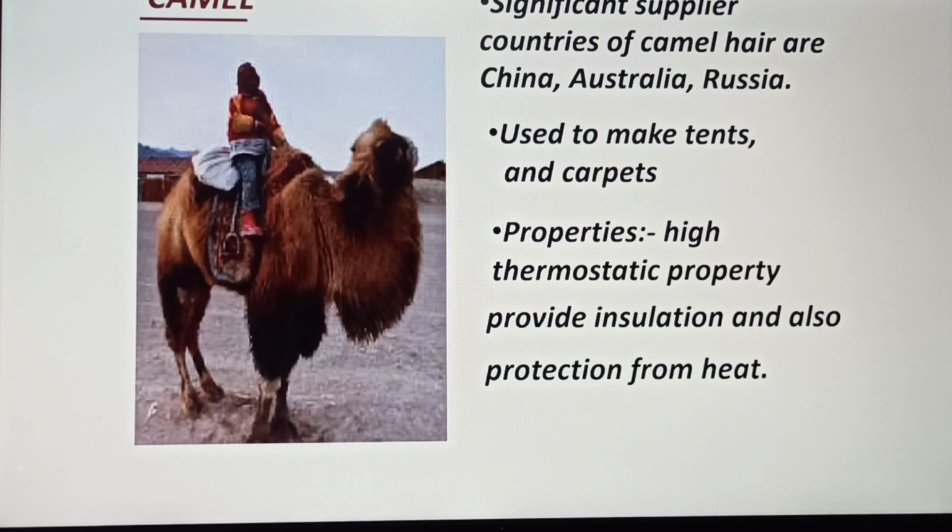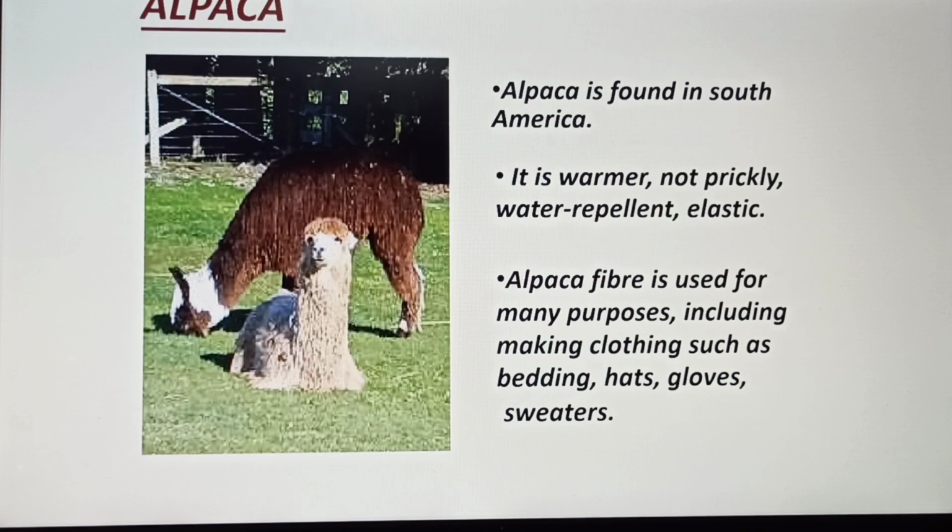Camel. The significant supplier countries of camel hair are China, Australia, Russia. Camel fiber is mainly used for making tents and carpets, and its property is a high thermostatic property, which provides insulation and also protection from heat.